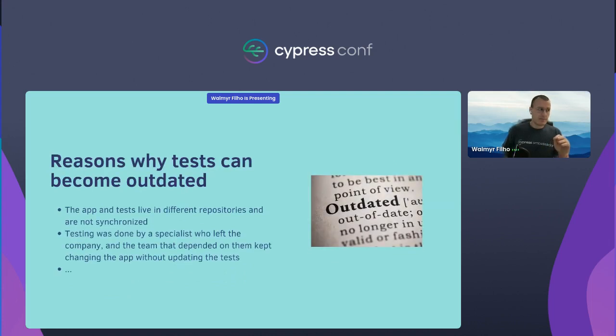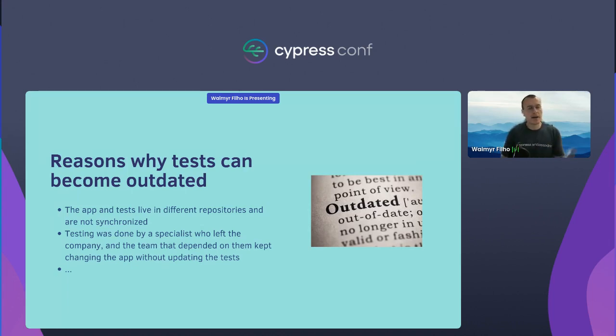So, a couple of reasons why tests can become outdated. I couldn't think of a long list, so if you have more reasons for tests to become outdated, feel free to send them in the chat. But a couple that I could think of are that the app and the tests live in different repositories and they are not synchronized.